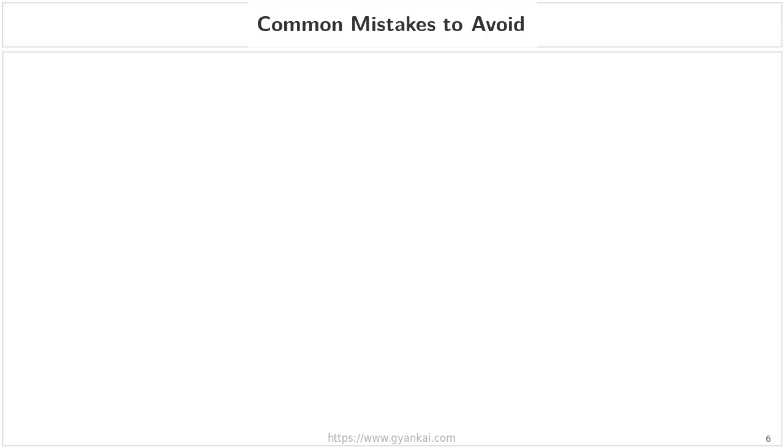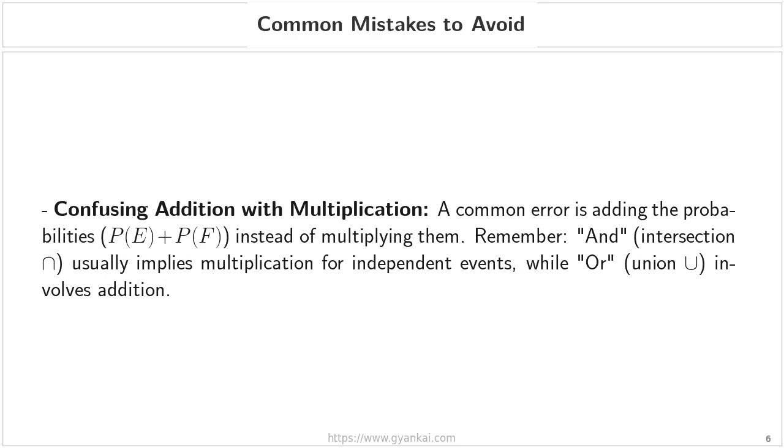Now, before we wrap up our lesson with the final summary, I want to pause and discuss some common pitfalls. Even students who understand the concept of independence can lose marks by falling into these 3 specific traps. First, watch out for confusing addition with multiplication. It is a very common error to add the probabilities, such as the probability of event E plus the probability of event F, instead of multiplying them.